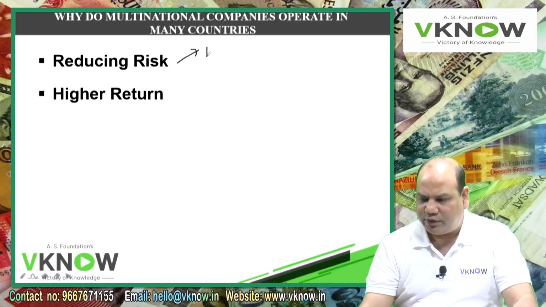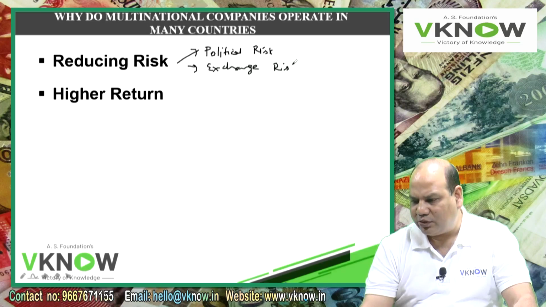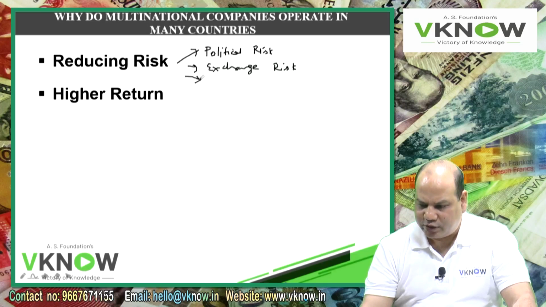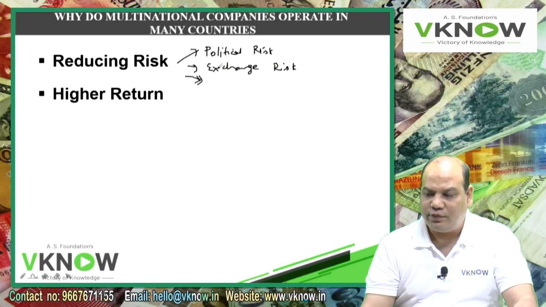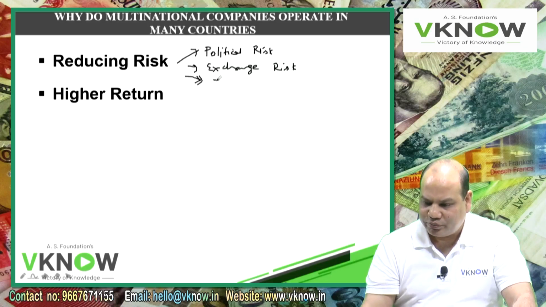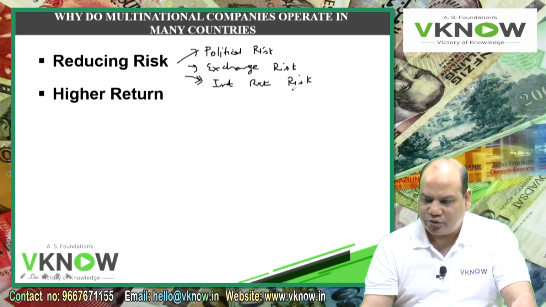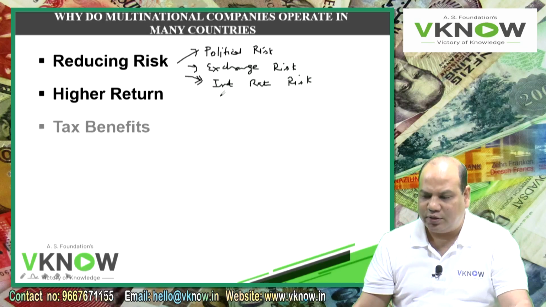As we have discussed, there can be different types of risk, like political risk, exchange risk. So this risk gets minimized when you are operating in different countries. Operating in different countries is like holding multiple stocks in your portfolio. If one does not perform, the other may perform, and therefore your risk is diversified. So political risk is there, exchange risk is there, interest rate risk may be there. So by investing in different countries, the risk is reduced, it gets diversified.